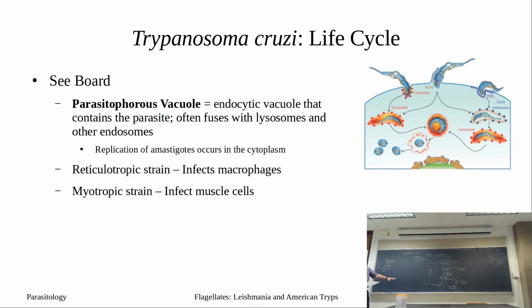All right, so any questions in our mammal? Hopefully you're starting to see, once we go into the myotropic strain, and notice we have cell lysis in both spots, we've got some places for pretty significant pathology. All right, so we have our trypomastigote.